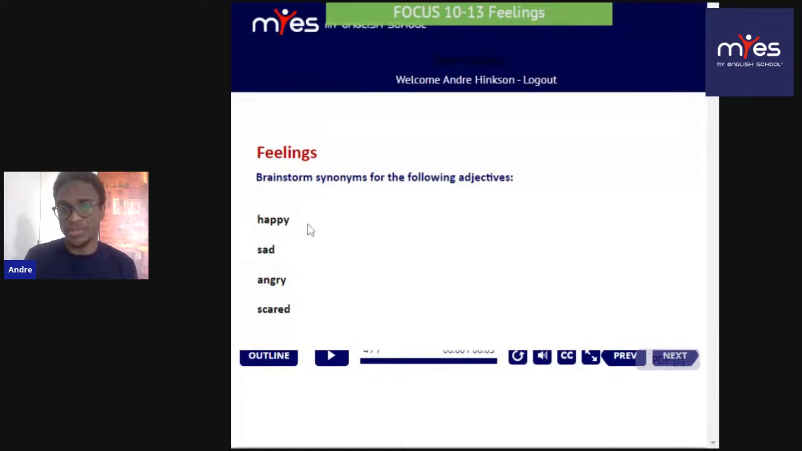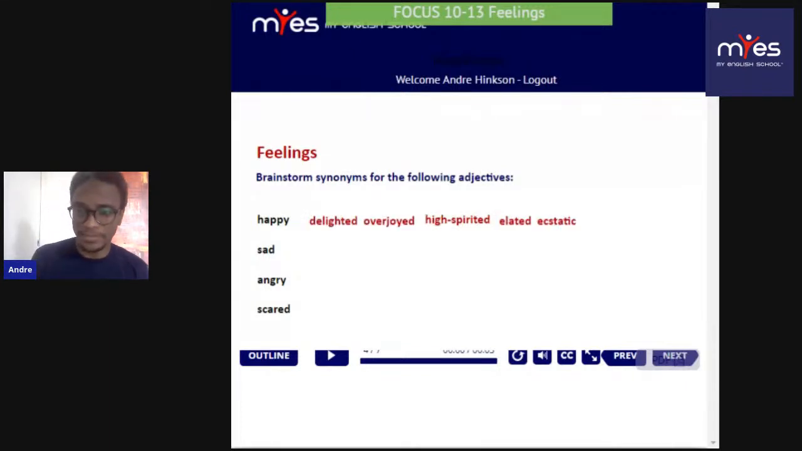So let's look at some more synonyms for happy. We've got delighted, overjoyed, high-spirited, which is a compound adjective, elated, and ecstatic. So these are the synonyms we use for happy. The c in ecstatic is kind of silentish. It's not quite silent, but you don't hear it as much. It's ecstatic. You don't really hear the k.